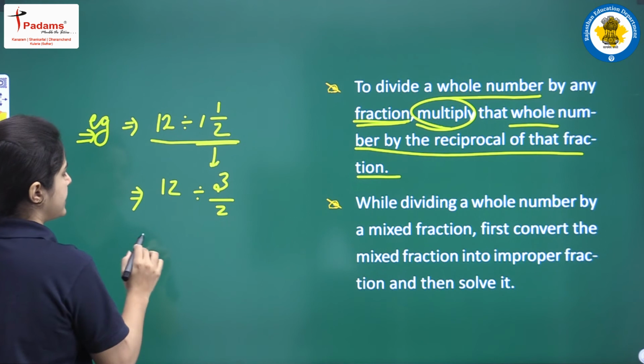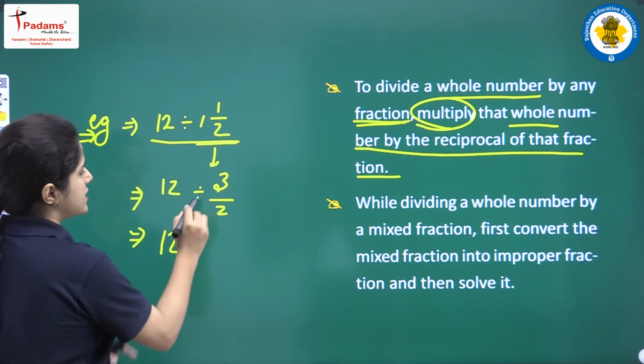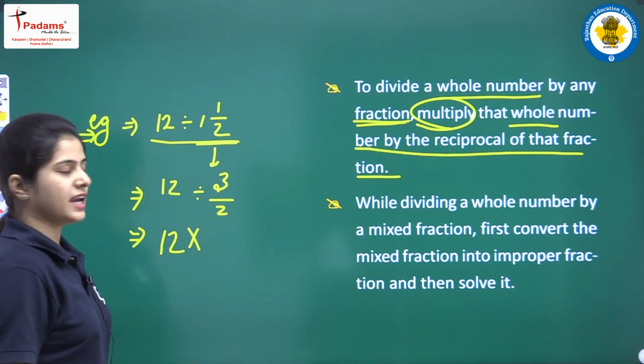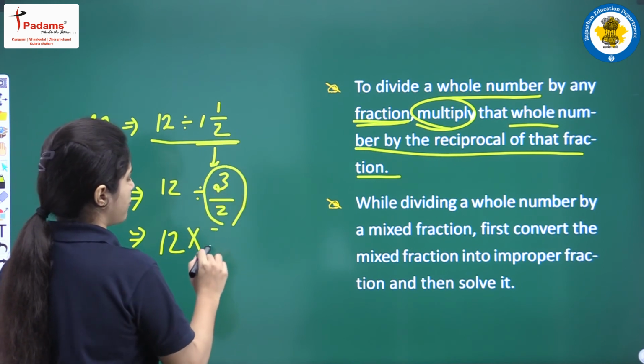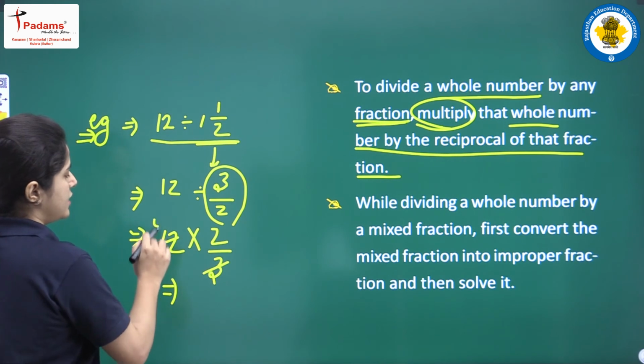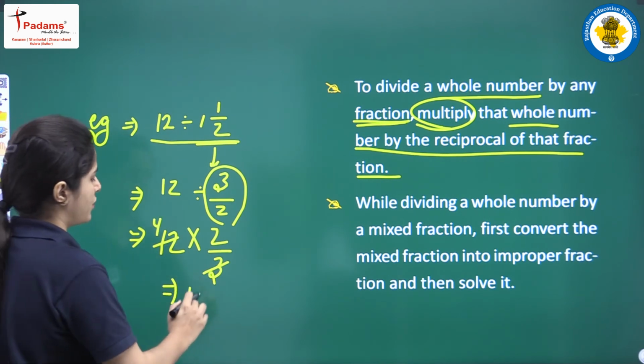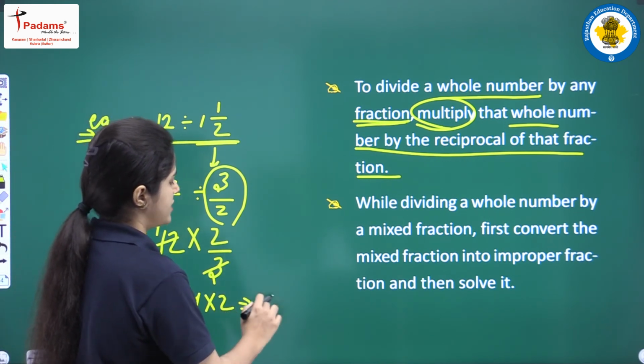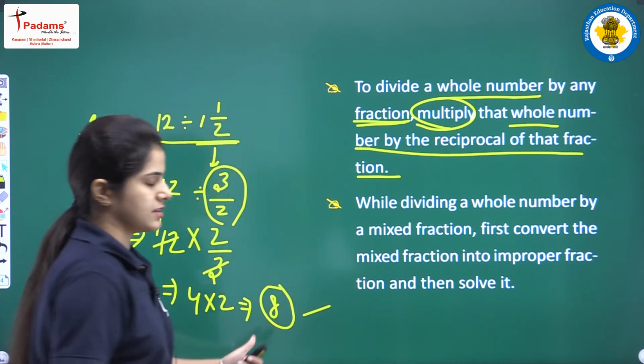Then the similar thing that we are going to do, change this divide sign into multiplication, okay, and then just take the reciprocal of it, that is 2 upon 3. So, 3 into 4 is equal to 12, okay. So, 4 into 2 is equal to 8, alright students. So, this is the answer of it.